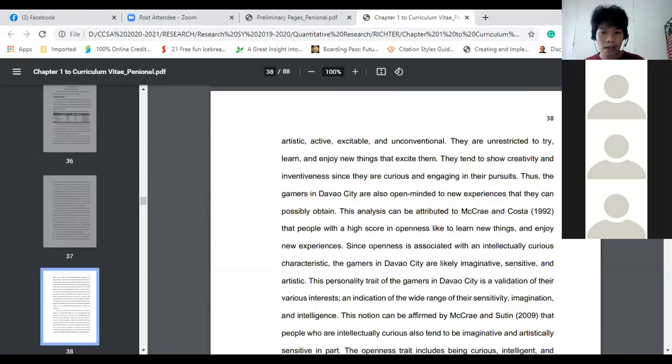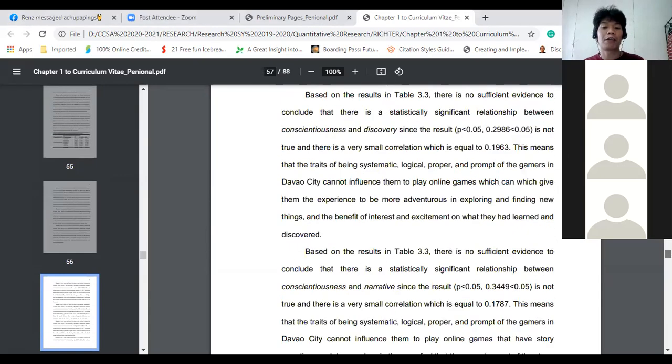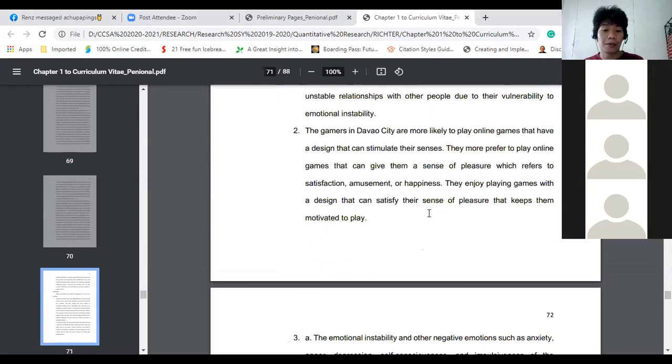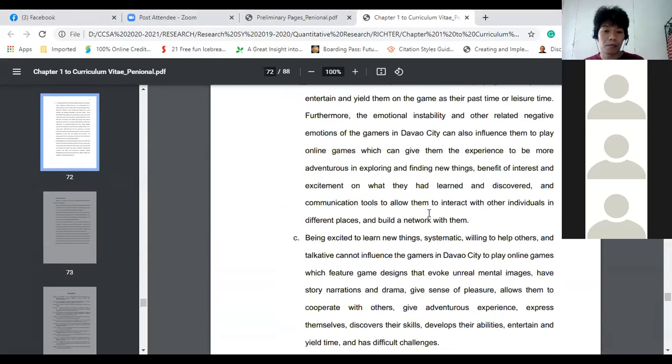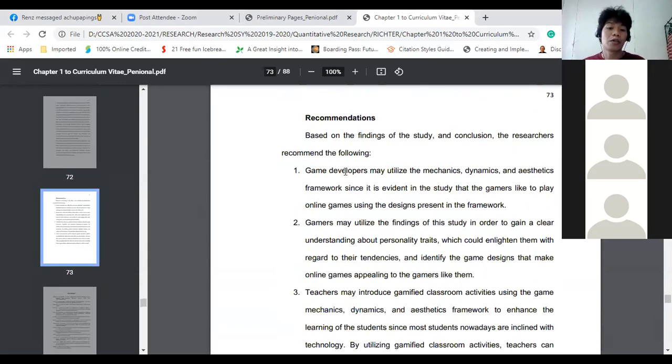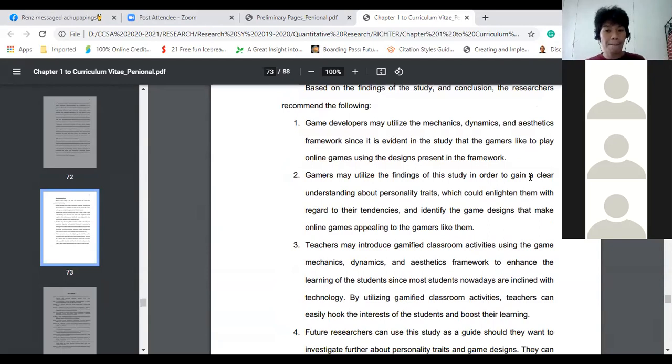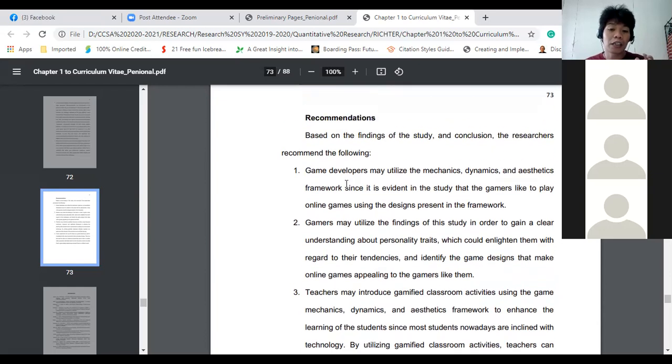So let's check the recommendations or the chapter 5 of this paper. Okay, based on the findings of the study and the conclusion, the researchers recommend the following. As you can remember, the beneficiaries of this research are the game developers, the gamers, the teachers, and future researchers. Thus, these are the very people that you give recommendations to.